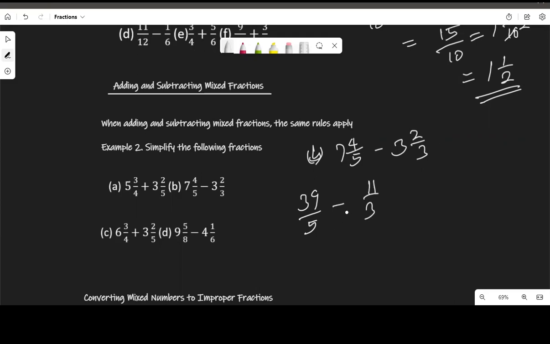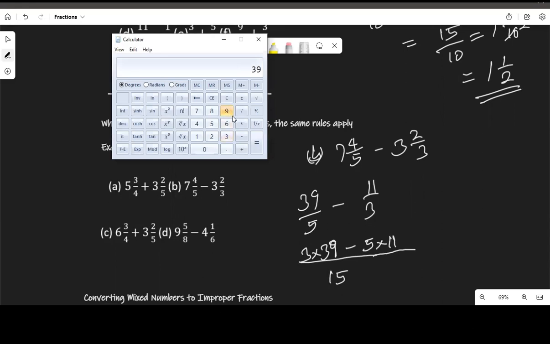Again, these fractions have different denominators, so we need to look for the LCM of 5 and 3, which is the smallest number that divides both 5 and 3, and that number is 15. 15 divided by 5 is 3. We multiply that 3 by 39. Then 15 divided by 3 is 5. We multiply that 5 by 11. 3 times 39 is 117.